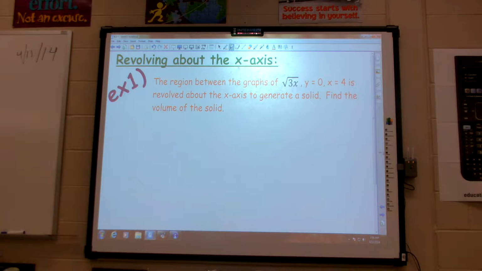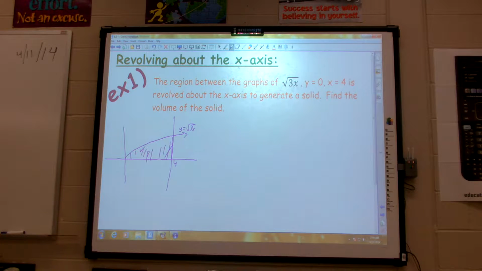Okay, first thing I do, picture. We should know what square root of 3x looks like, correct? Looks like that, right? Yep. y equals 0 is really the x-axis, and x equals 4 is this line. You with me there? I'm going to label some of these. Now this is just the area right here. That's my two-dimensional area, bounded by those regions. Does everyone agree with that? Yep.